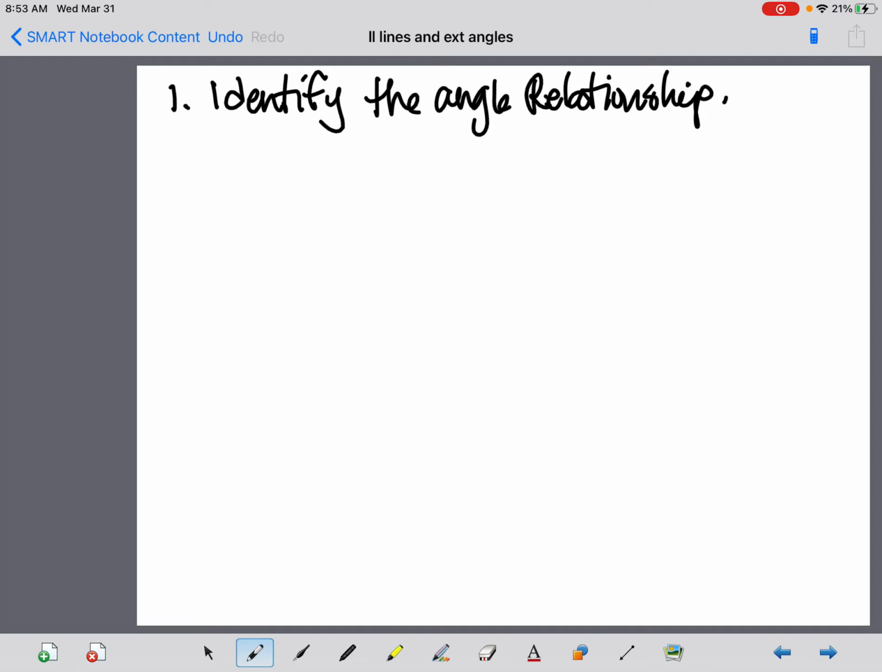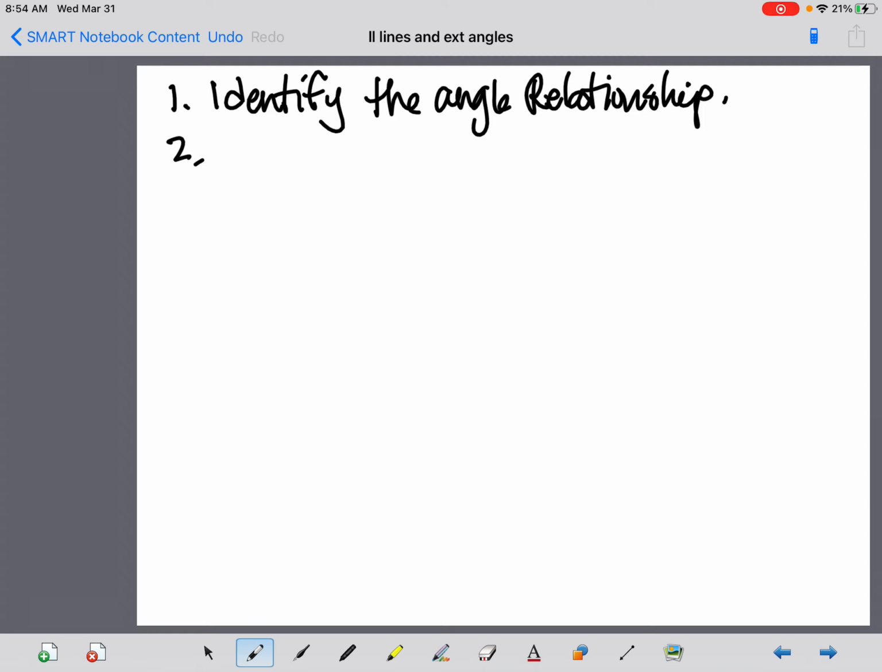So be looking for those and use your notes from last time. If you didn't get the notes from last time, make sure that you go back and watch the video for 11A, because we went into detail on a lot of different kinds of angle relationships last time. Okay, so the first important part is to identify the angle relationship.